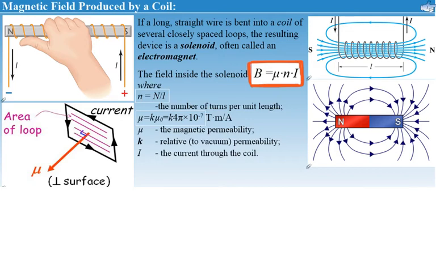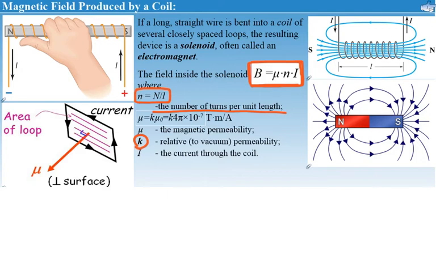So n, the lowercase n, is the number of turns per unit length. And then mu is still the magnetic permeability, and that is 4π×10^-7. The letter K will change that mu, because mu in the vacuum is 4π×10^-7, but in a different medium it's going to be a different number. So K is just relative to the vacuum permeability, and then I is the current.